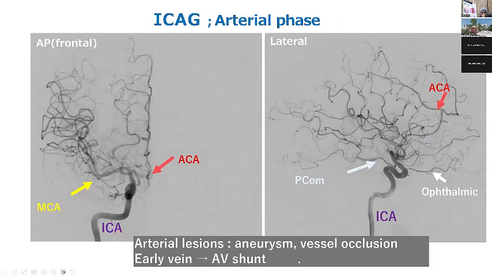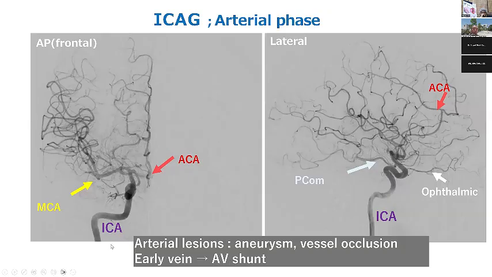Okay, in the arterial phase, we observe the flow of contrast through the arteries, and this helps identify arterial lesions, such as aneurysms and vessel occlusions, or early venous drainage, which indicates AV shunts. So this slide shows the AP, anterior posterior view or frontal view, of an internal carotid artery angiogram.